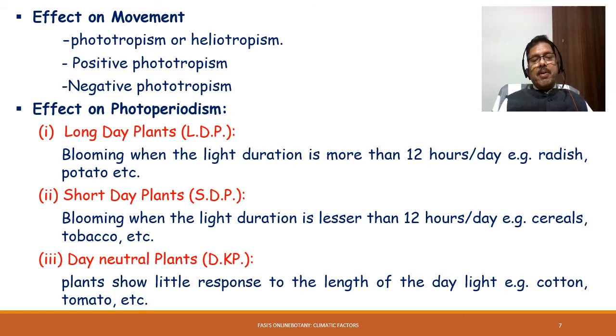Secondly, short day plants, the plants which bloom when the light duration is less than 12 hours per day. Examples are cereals, tobacco, cosmos, dahlia, etc. Now the third category is day neutral plants, the plants which show little response to the length of the daylight, like cotton, balsam, tomato, etc.